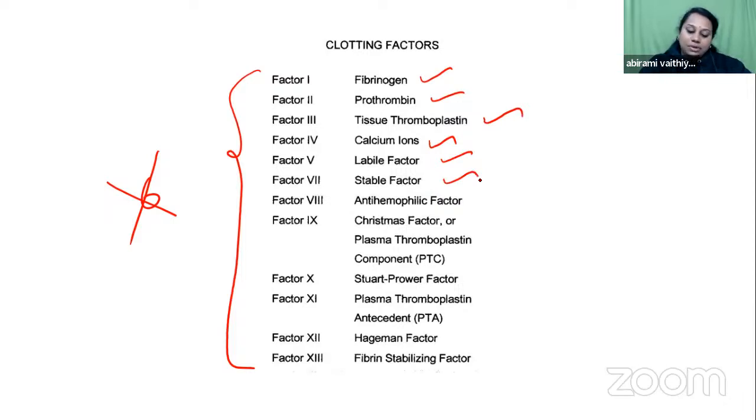Factor 7, stable factor. Factor 8, antihemophilic factor. Factor 9, Christmas factor or PTC, plasma thromboplastin component. Factor 10, Stuart-Prower factor. Factor 11, PTA, plasma thromboplastin antecedent. And factor 12, Hageman factor. Factor 13, fibrin stabilizing factor. So these are the different clotting factors that are present.